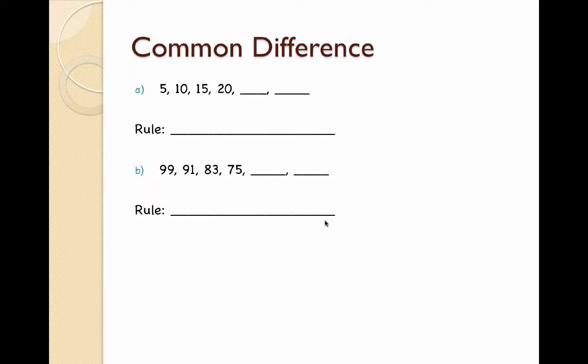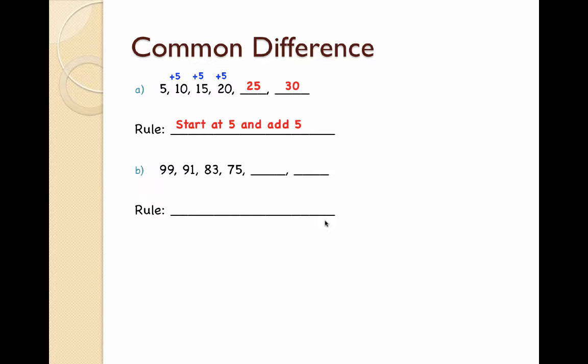Here are some examples on a common difference. This first one, 5, 10, 15, 20, looks to be going up by the same amount, and we might notice that it's actually adding 5 each time, which means that our next two numbers are going to be 25 and 30. The rule is we start at 5 and we add 5 each time to get the next number in the sequence.